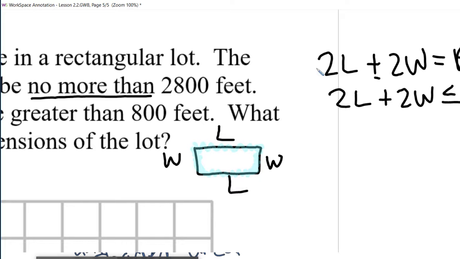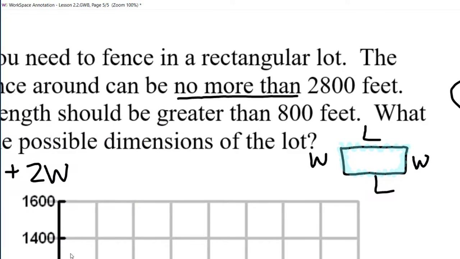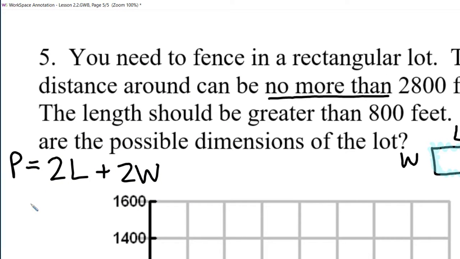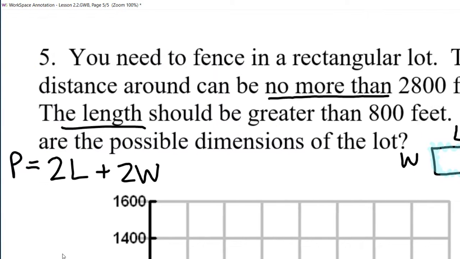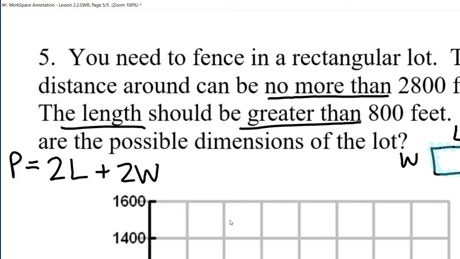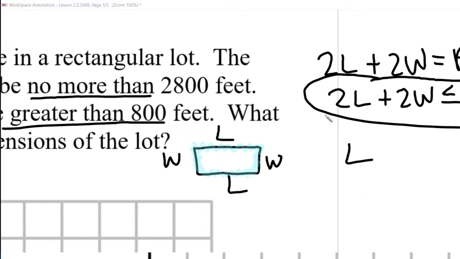And then for the second inequality, it says the length. What do we use for the length? L. The length. So the length should be what? Greater than what? The length is greater than 800. So those are the 2 inequalities.